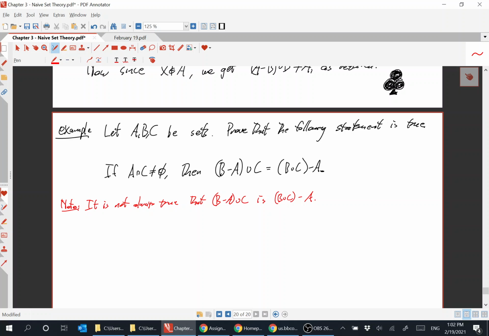So it is not always true, so I have to give you a counterexample. For example, what are we trying to prove here? If A intersection C is the empty set, then that's the case. So let's do an example in which A intersection C is not empty. So we'll let A be equal to {1, 2}. I think pretty much anything will work. B be equal to {1, 3}, and C be equal to {2, 3}.